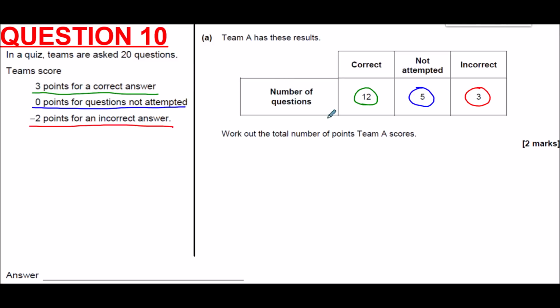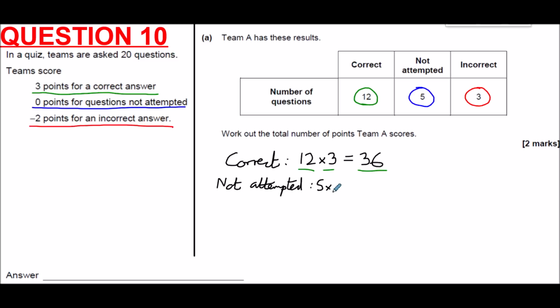So 3 points for each correct answer. Correct, we've got 12 questions. And so for the correct questions, we've got 12 times 3 points, which will be 36 points. If you're not attempting a question, you get 0 marks. So not attempted doesn't really matter in terms of a point total. You could say it's even 5 times 0, which is just 0. Not worth considering, as I say.